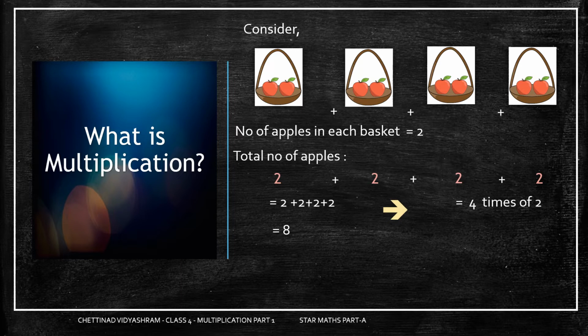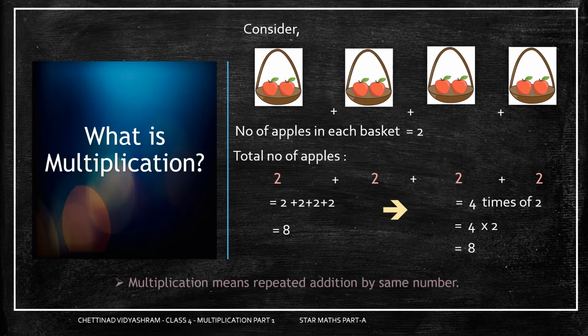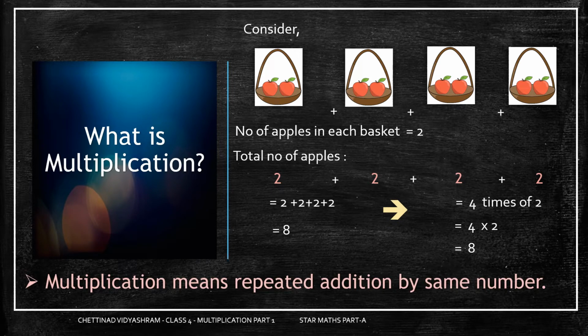Why am I writing it as 4 times of 2? How many 2's are there? There are 4 2's. So 2 is being added 4 times. So this can also be written as 4 times of 2. So 4 times of 2 is nothing but 4 multiplied by 2, which is 8. So multiplication is nothing but repeated addition by the same number.